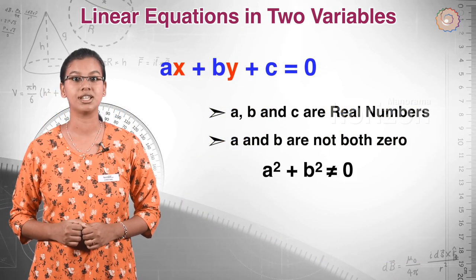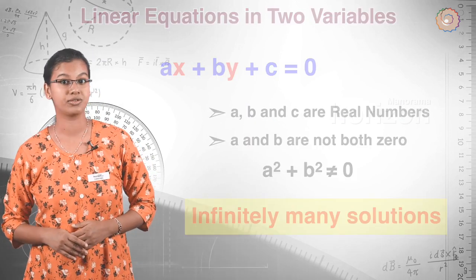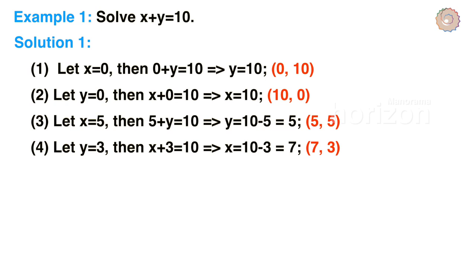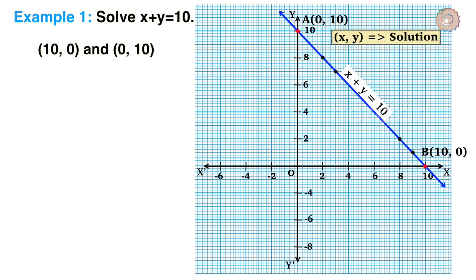Also, a linear equation in two variables has infinitely many solutions. We can find a few of them by giving random values to one of the variables to find the other, or else by just finding two solutions that can be marked on the xy plane as two coordinate points and joined to get a straight line. Also, each solution x, y of a linear equation in two variables ax plus by plus c equal to 0 corresponds to a point on the line representing the linear equation and vice versa.